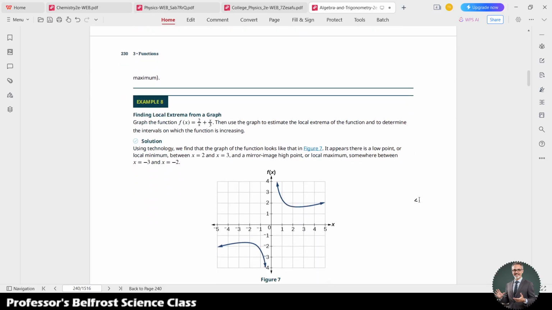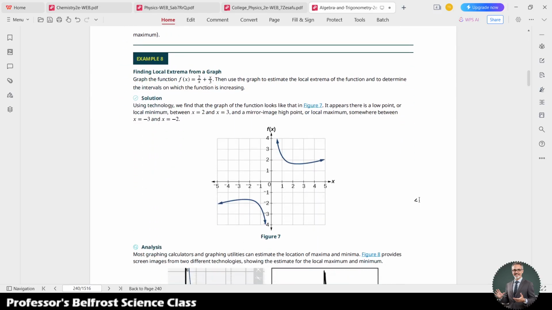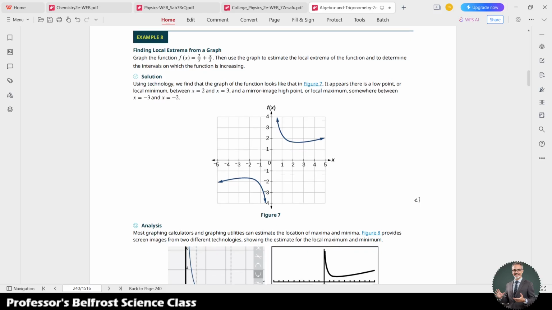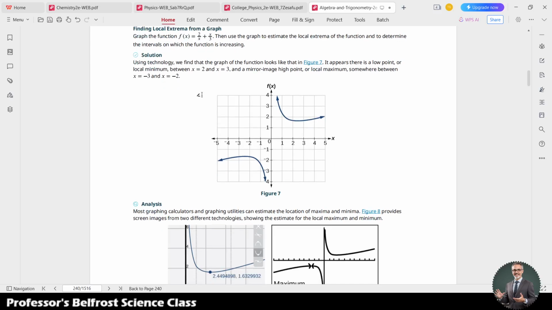The next example is finding local extrema from a graph. Graph the function f(x) = 2/x + x/3. Then use the graph to estimate the local extrema of the function and determine the intervals on which the function is increasing. We have been shown the graph, so we don't need to graph it again. We can see here the local extrema of the function. Local extrema means that we need to identify the local minima and the local maxima.